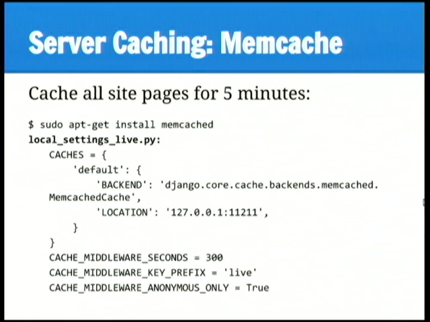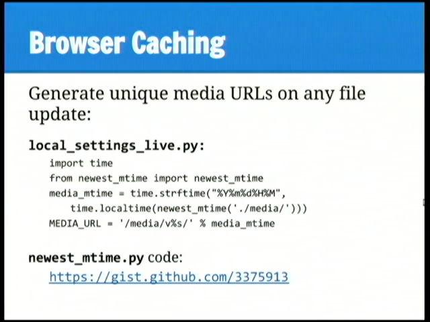This is another nice little trick on browser caching. Remember, this caching can be either on the server, which is Memcache, or it can be on the browser. If you look at the source to the CKNS webpage, you'll see that the media URLs are prepended by a timestamp. I calculate that timestamp every time the server is restarted. The timestamp is that of the static media file that was most recently touched. That then becomes the prefix for all static media URLs across the site. I'll publish this. It's a trivial bit of code, but newestmtime.py is the gist on GitHub. And I'll publish these slides soon.